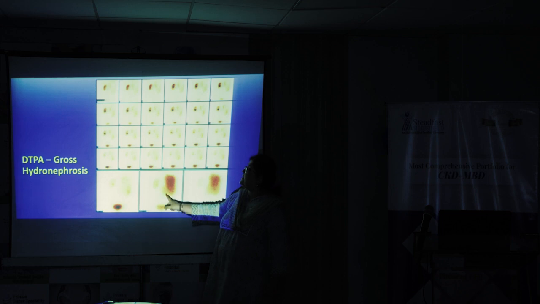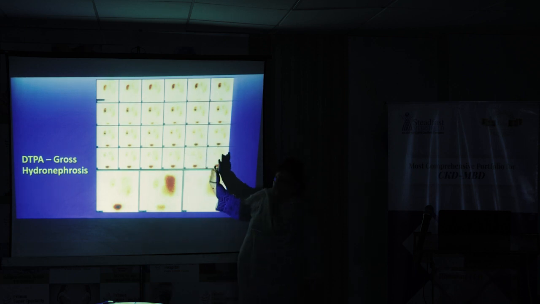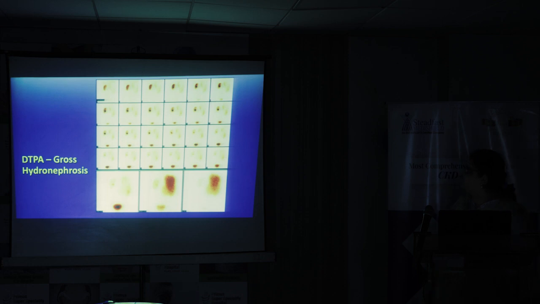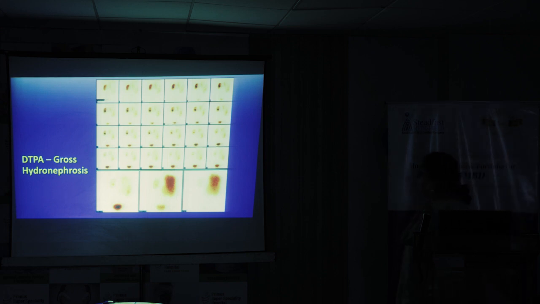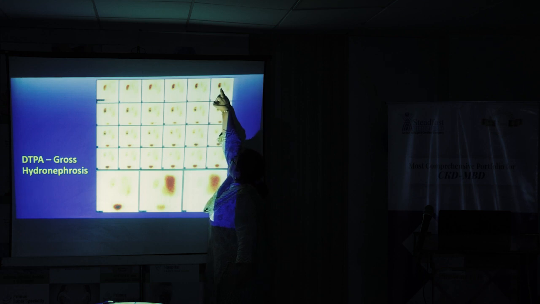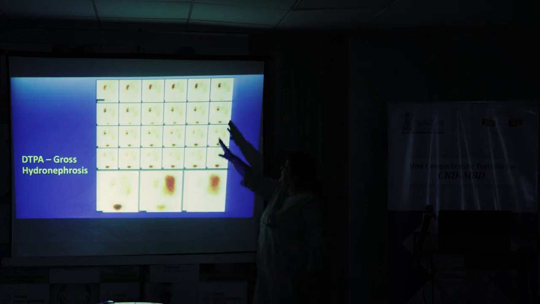So which one is this kidney? Left kidney, right? Which one is this kidney? This is the right kidney. So your right kidney is actually a normal kidney, right? So your tracer is going into your right kidney. It is coming into the renal pelvis. So you can see that there is this blob which is out here. This is the renal pelvis, and then it is getting cleared out from the right kidney.